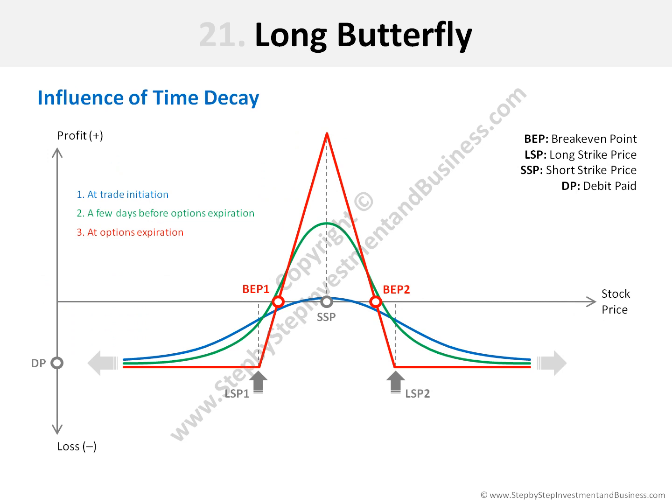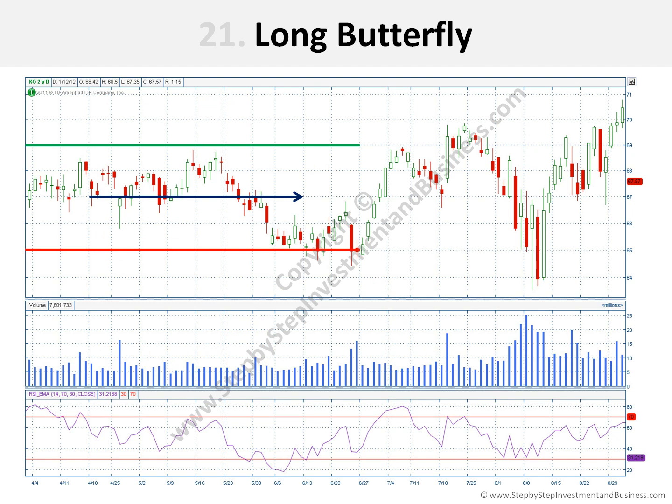As we get closer to options expiration, the curve of profits and losses is like the one shown in green. And finally, at options expiration, the curve of profits and losses is the one shown in red. For this strategy, time decay typically helps the position. Let's see an example of how this strategy works.